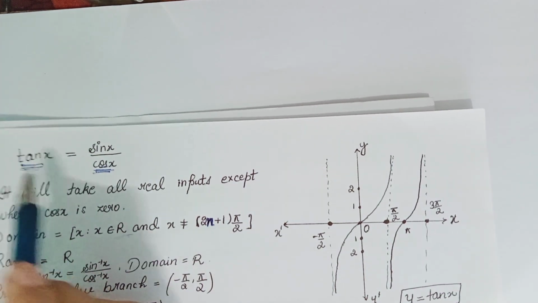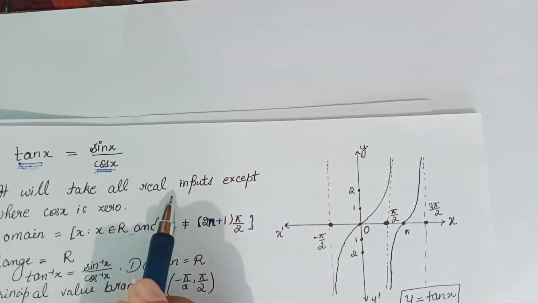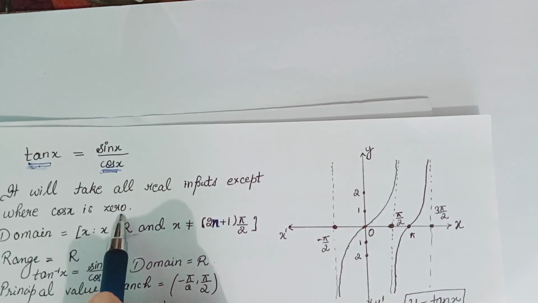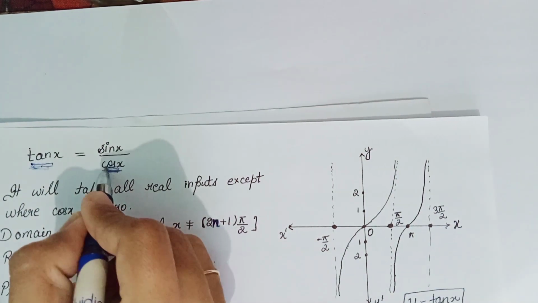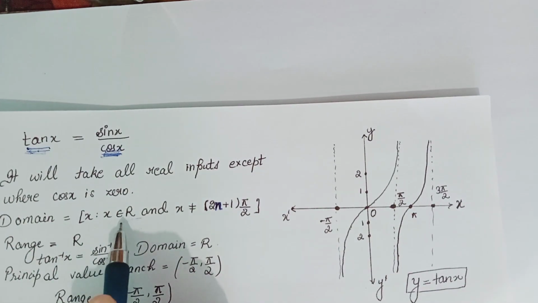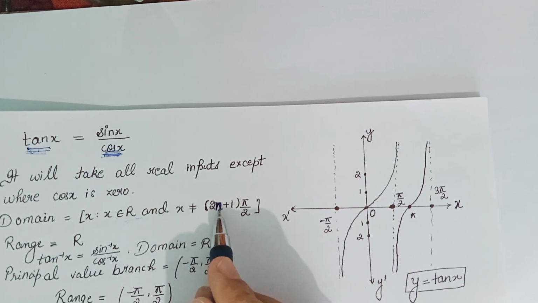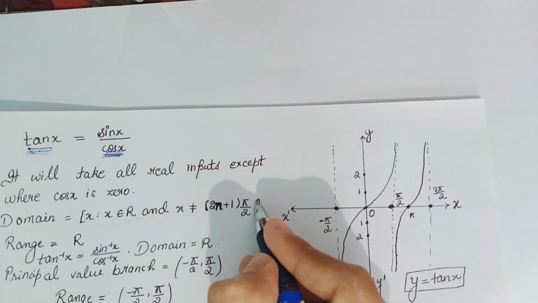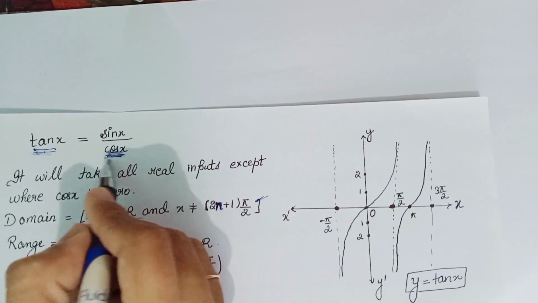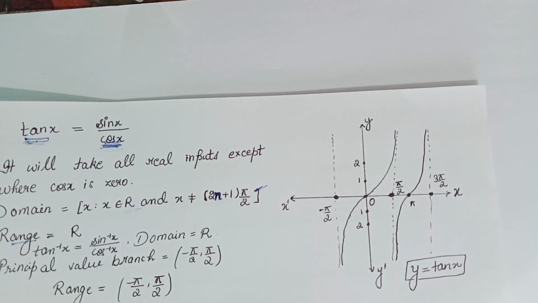When we talk about the domain and range of the trigonometric function tan x, it will take all the real inputs except where cos x is 0. So the domain of tan x will be all real numbers except x not equal to (2n plus 1) pi by 2, because at these values the value of cos x is 0, and its range will be all real numbers. Let us look at the graph of tan x.